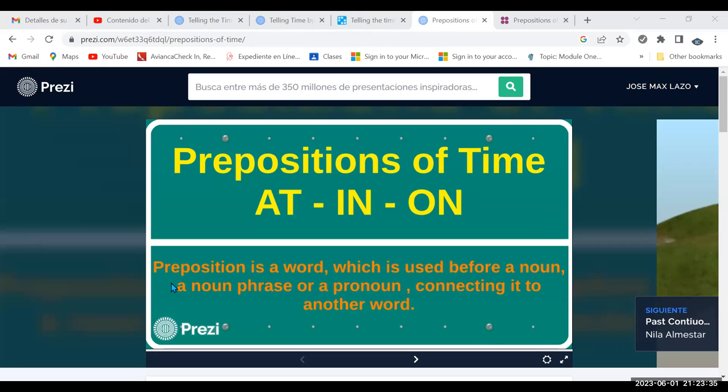Preposition is a word which is used before a noun, phrases, or a pronoun connecting into another word. Okay, entonces dice la preposición es una palabra la cual es usada antes de un nombre, or un noun phrase, or a pronoun, o un pronombre también, connecting it to another word, conectándola con otras palabras. Okay, let us see some examples over there.